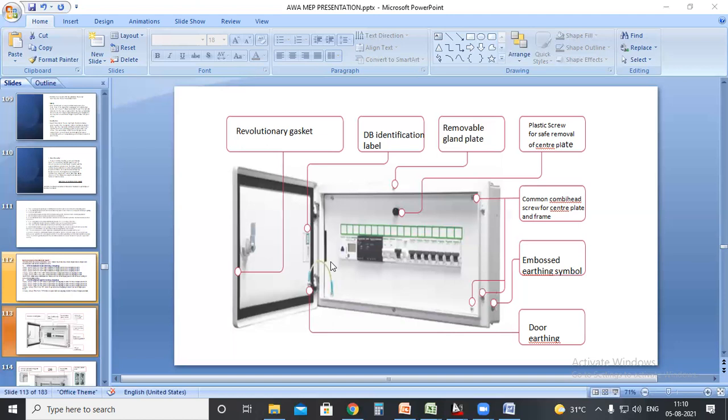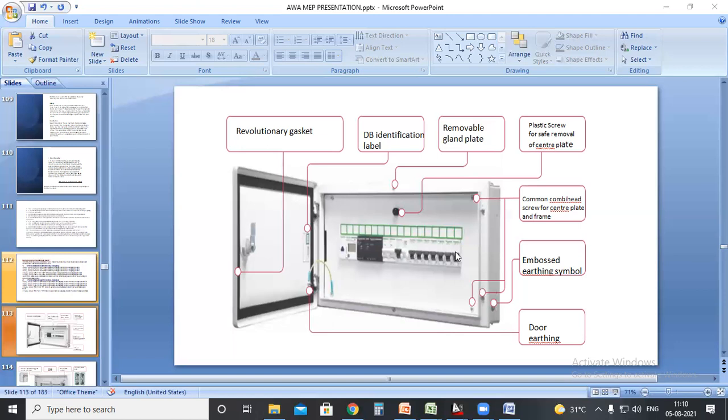So it will be a normal isolator. From the isolator, it will be going to the individual circuit breaker. Before that, you will have an RCCB or RCD in order to detect the leakage current. Then the individual circuit breakers.